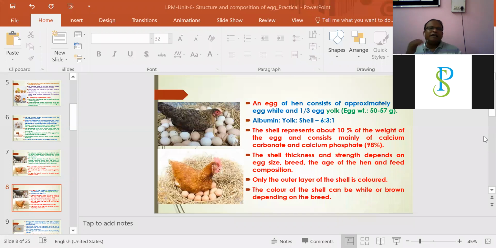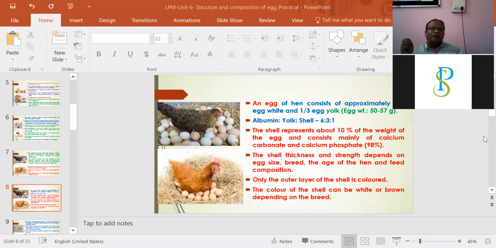The shell represents about 10% of the weight of the egg and consists mainly of calcium carbonate and calcium phosphate. That is, the egg shell is made up of 98% calcium. The thickness of the shell and the breaking strength of the shell depend on egg size, that is the size of the egg, the age of the hen, whether it is a younger hen, a medium age hen, or an old age hen, and feed composition, meaning the calcium supplied in the feed of the layer birds.